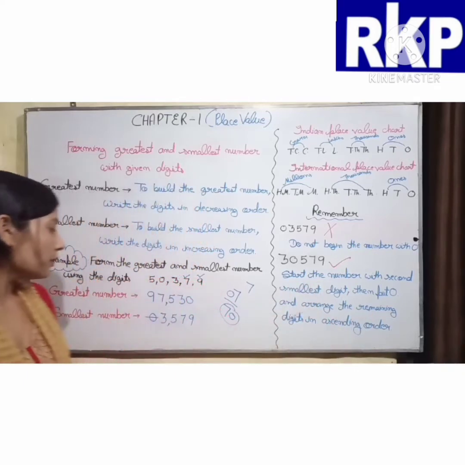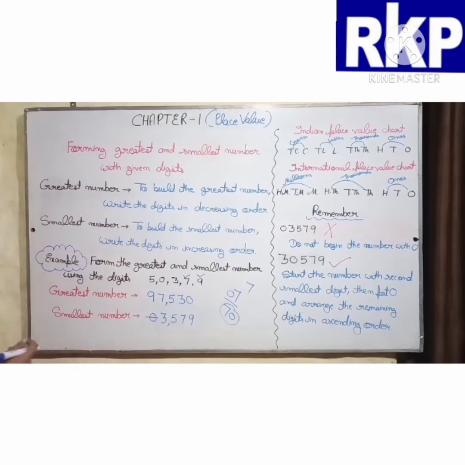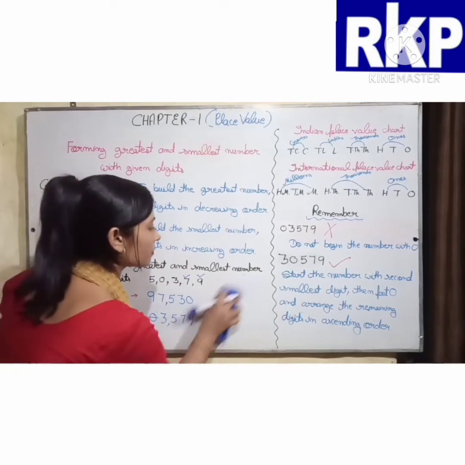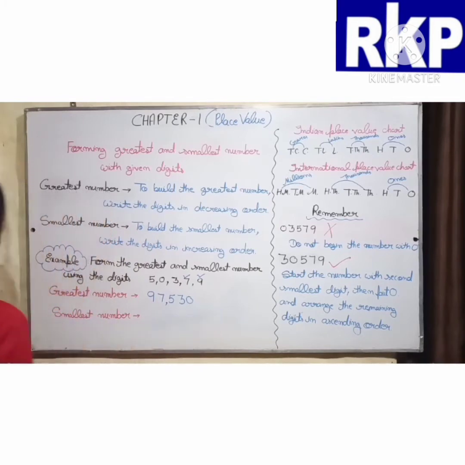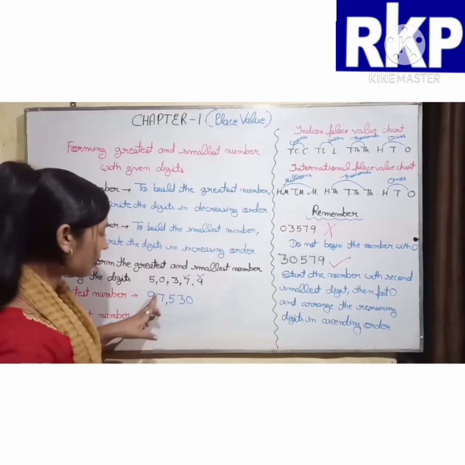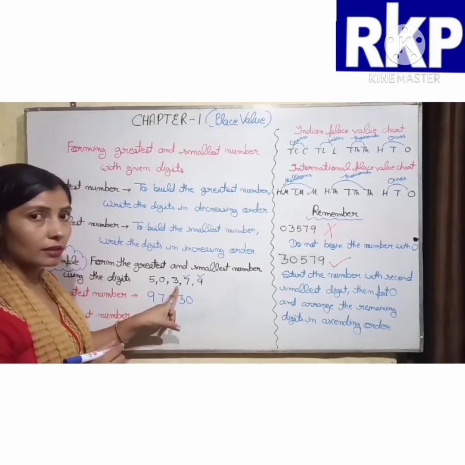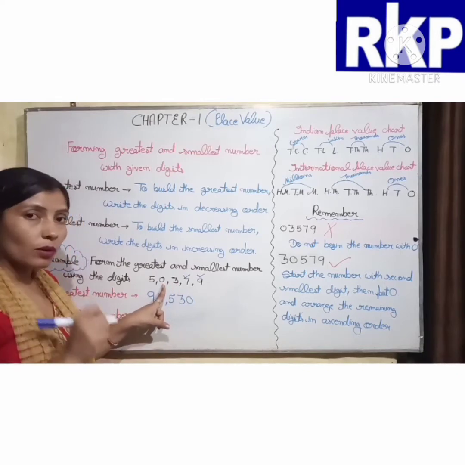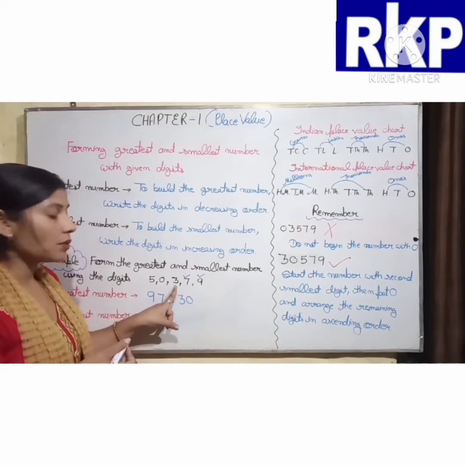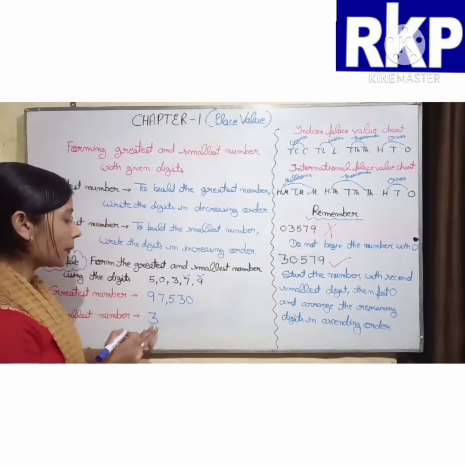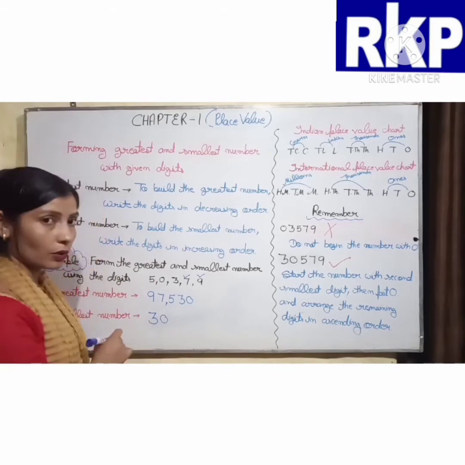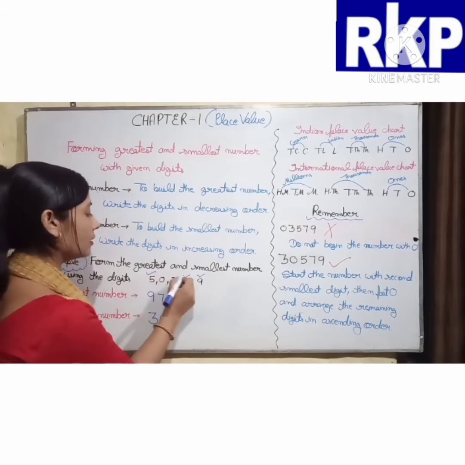So here first of all we have to write the second smallest digit. And which is the second smallest digit? 3, because here 0 is the smallest digit, and after this we have 3. So here we have to write 3. Then we have to put 0 and then the remaining digits.